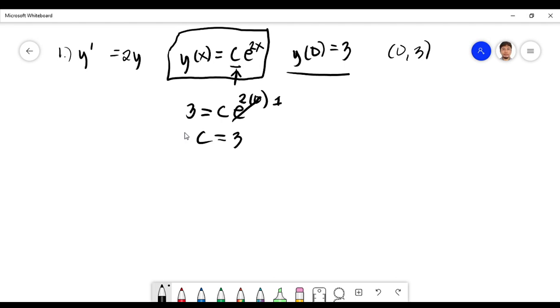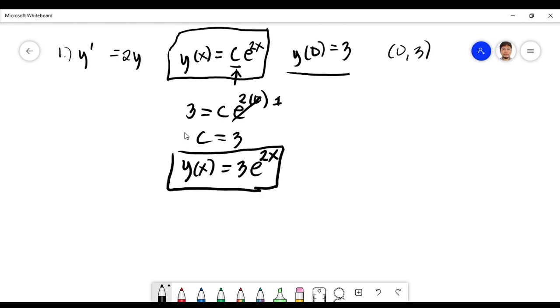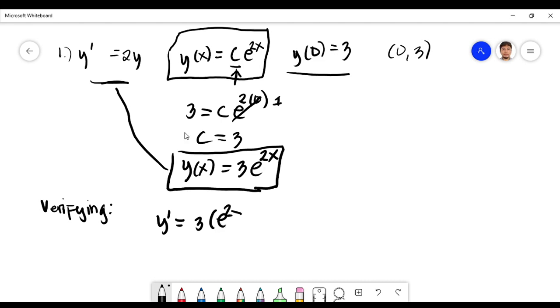Now, our particular solution, based on the initial condition, is y of x equals 3 e raised to 2x. So this one is our particular solution. Now, if you are going to verify this back in our differential equation, we just need the y prime. So y prime of our particular solution is just equal to 3 times e raised to 2x times 2. Hence, y prime is just equal to 6 e raised to 2x.